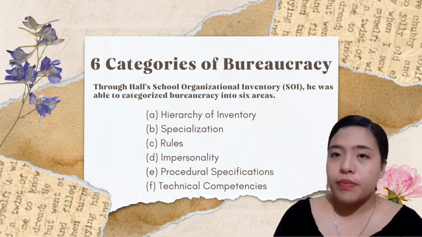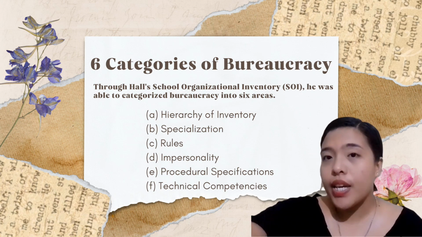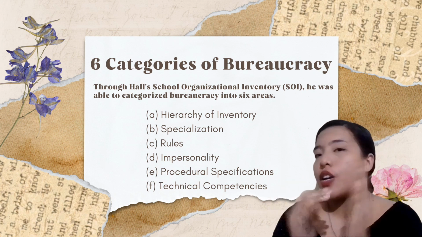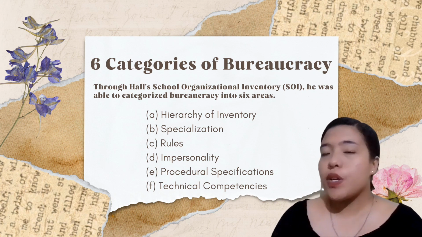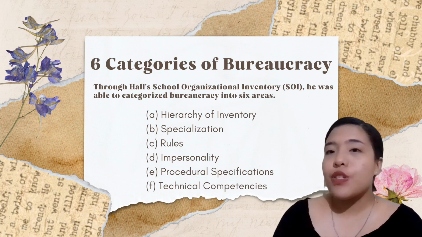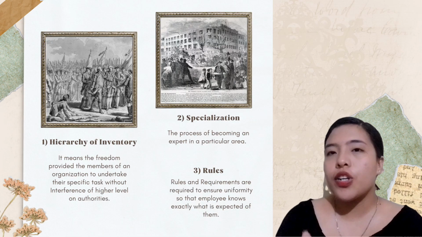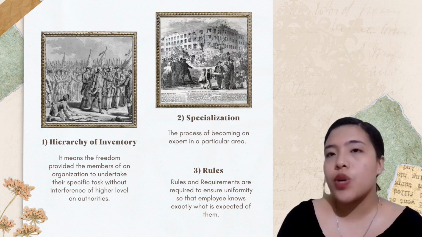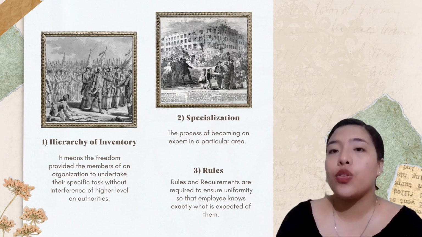Through Hall's School Organizational Inventory, or SOI, he was able to categorize bureaucracy into 6 major areas, which are hierarchy of authority, specialization, rules, impersonality, procedural specifications, and technical competencies. The first one, hierarchy of authority, means the freedom provided to the members of an organization to undertake their specific task without interference of higher level authorities.